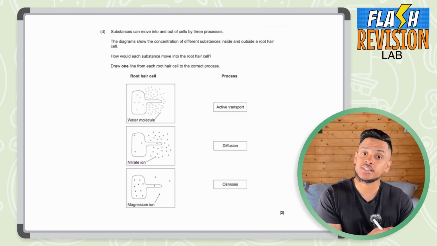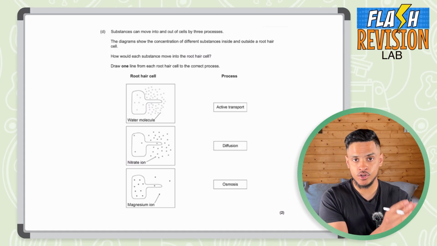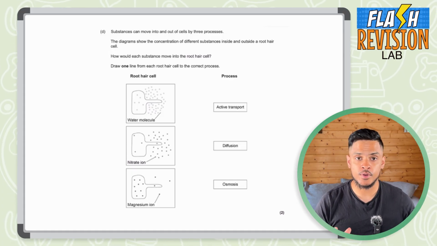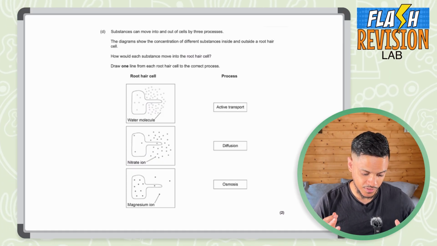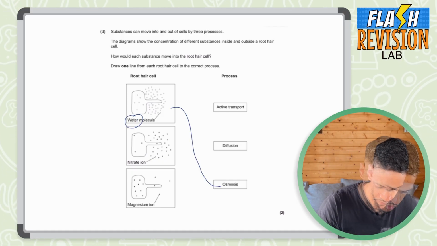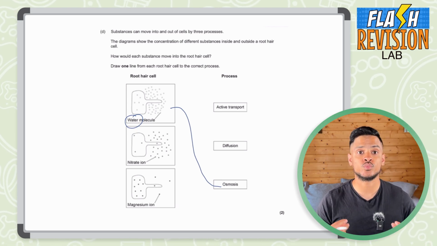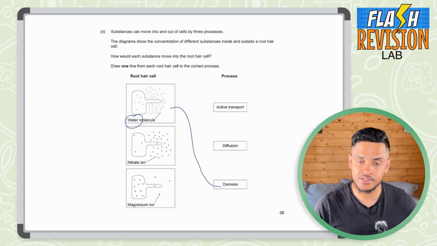So remember, diffusion is the movement of particles from an area of high concentration to an area of low concentration. Active transport is the opposite of that. It's the movement of particles from a low to high concentration. It's going against the concentration gradient. Osmosis is basically diffusion with water. So the first thing we can label here is the one with water must be osmosis, because that's diffusion with water molecules.